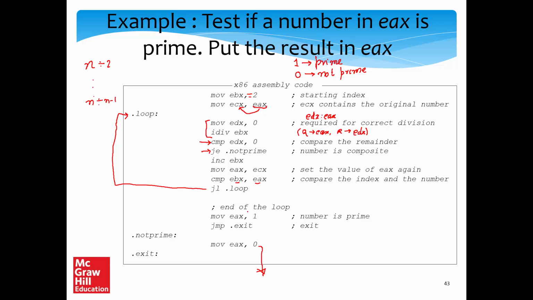Otherwise, we reach the end of the loop. At this point, we can conclude that since we didn't find any factors, the number is prime. We put 1 there, and we jump to exit, which means we move out of the program. So this program is simple. The program is not very difficult. In terms of assembly statements, how many do we have? 1, 2, 3, 4, 5, 6, 7, 8, 9, 10, 11, 12, 13. So we have 13 assembly statements.